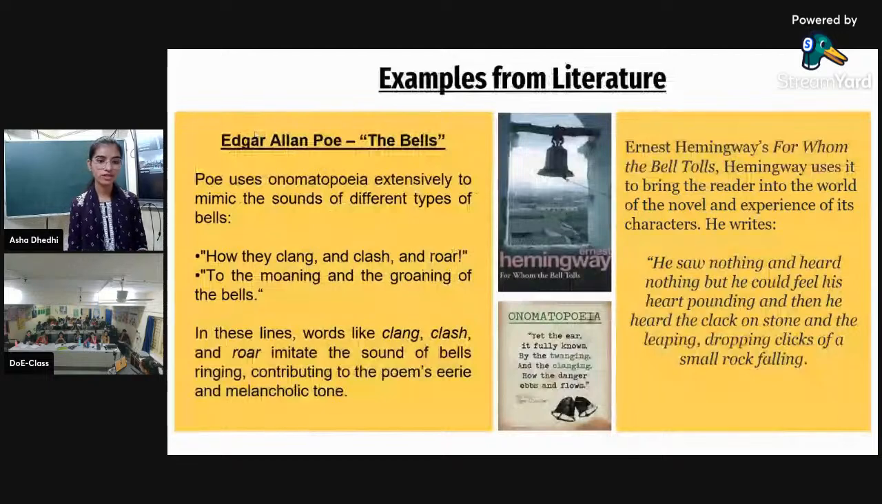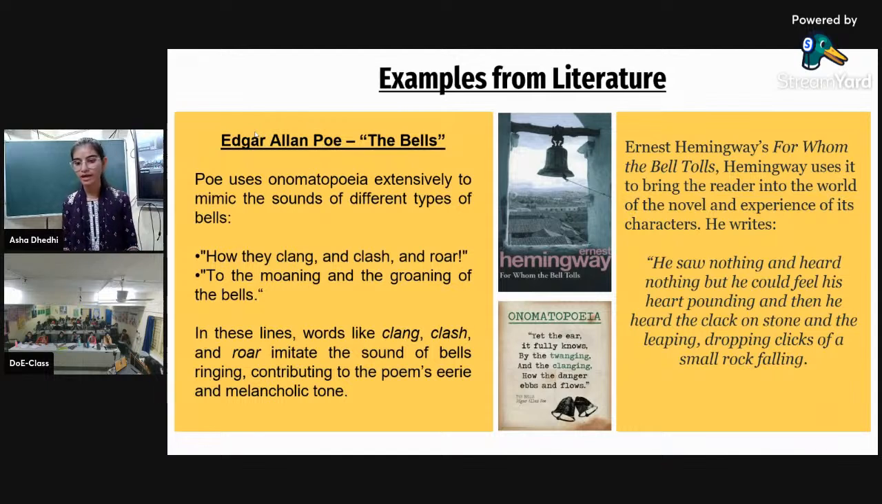Examples from literature: Edgar Allan Poe's The Bells. In this poem, he uses certain words to represent the different sounds which the bells make, right? How they clang and clash and roar. These are different sounds he expresses of bells, to the mourning and the groaning of the bells. So clank, clash, roar. When we pronounce these words, we also get a kind of imagery within our mind related to those actions.